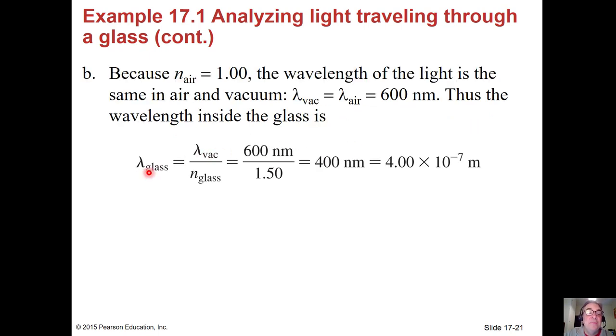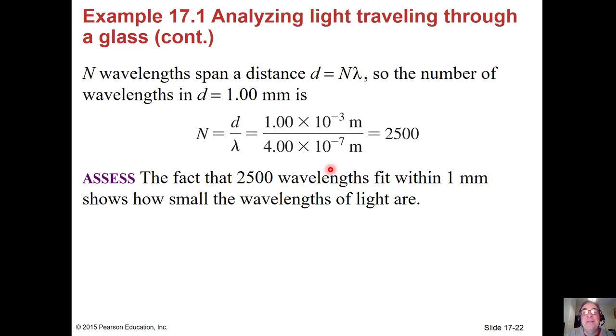Now, if you want to look at the wavelength, you take the wavelength in a vacuum. We already know what it is. It's 600 nanometers divided by the index of refraction of the glass, and it turns out to be 400 nanometers. So 400 times 10 to the -9th, in scientific notation, would be 4 times 10 to the -7th. Now you can calculate the frequency from either part A or part B, and it's the same thing. If you do that, you'll see that.